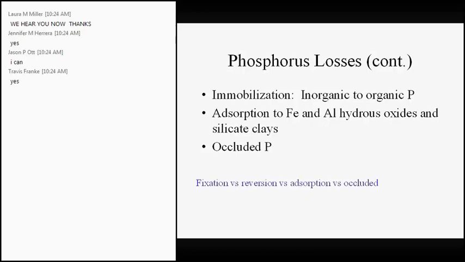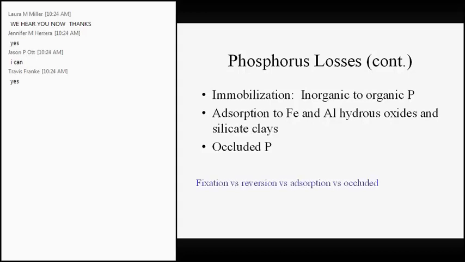Eventually what will happen is that the carbon to phosphorus ratio will be low enough that we won't see that immobilization any longer, and we'll start seeing mineralization of the organic phosphorus back to the inorganic form. Adsorption on iron and aluminum hydrous oxides and silicate clays occurs, and then we actually get some phosphorus in a process we call occluded. Well, what's occluded? Well, occluded means that it's buried.